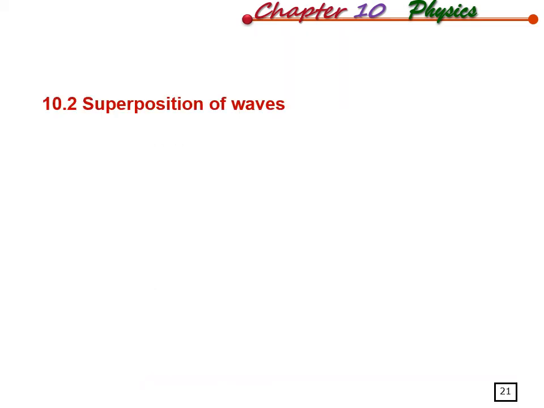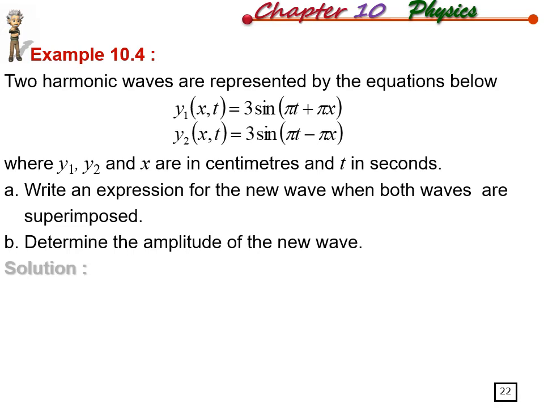So for the next subtopic, it will involve superposition of waves. Here we have example 10.4. You have two harmonic waves represented by the equations below. You have wave y1, 3 sine of pi t plus pi x, and then y2, 3 sine of pi t minus pi x. So basically you have two different sign conventions over here.